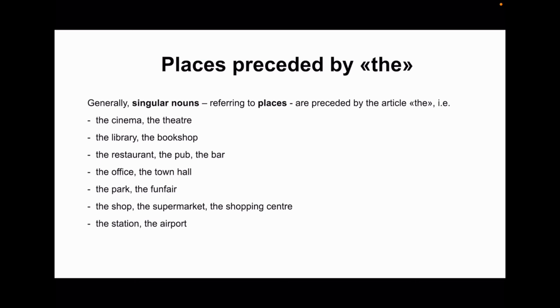Generally, singular nouns referring to places are preceded by the article the. For example, the cinema, the theatre, the library, the bookshop, the restaurant, the pub, the bar, the office, the town hall, the park, the fun fair, the shop, the supermarket, the shopping centre, the station, the airport, and so on.